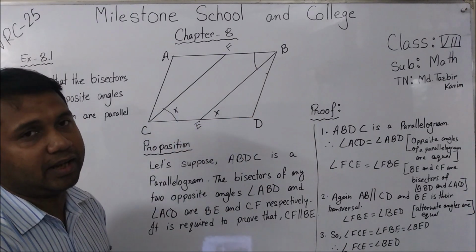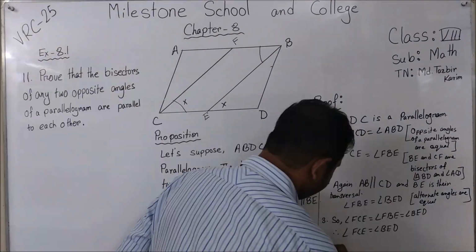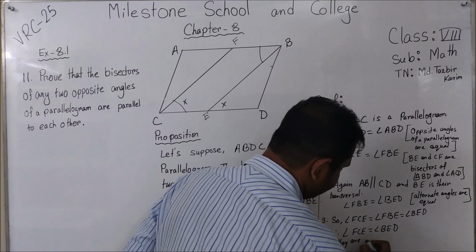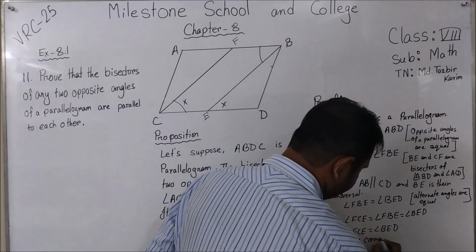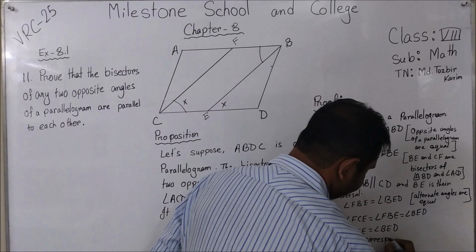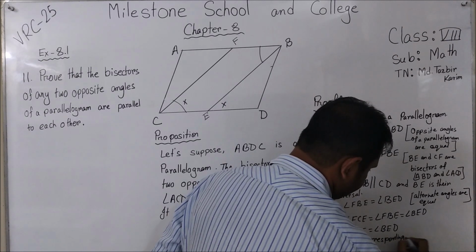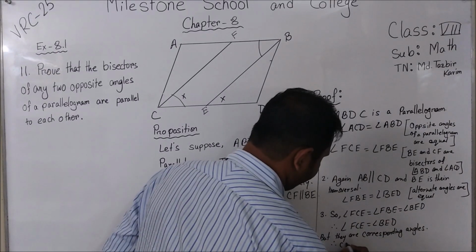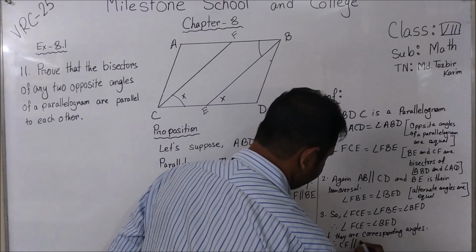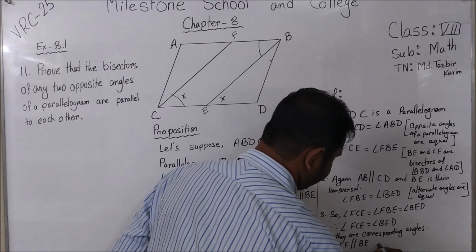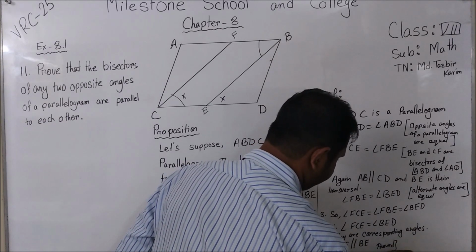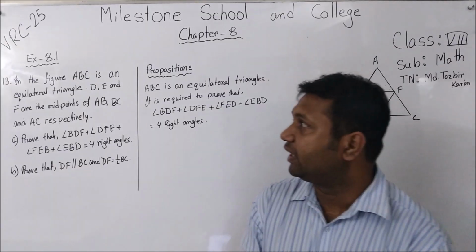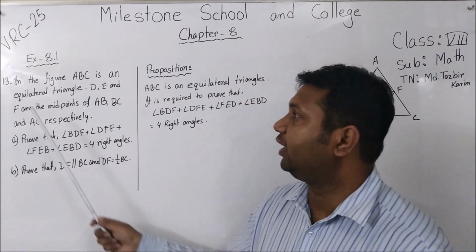I think you understand, but they are corresponding angles. Therefore, CF is parallel to BE. Proved. I think you understand. Question number 13 is on the screen that you can see.